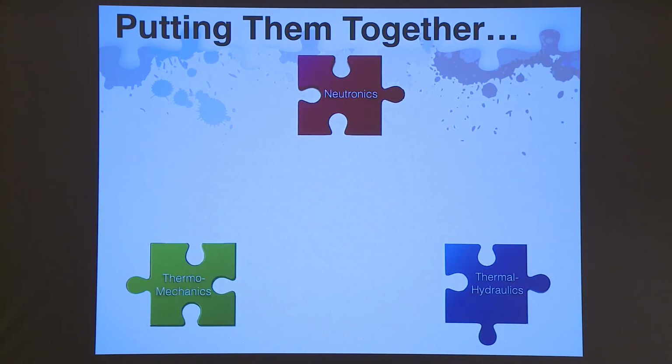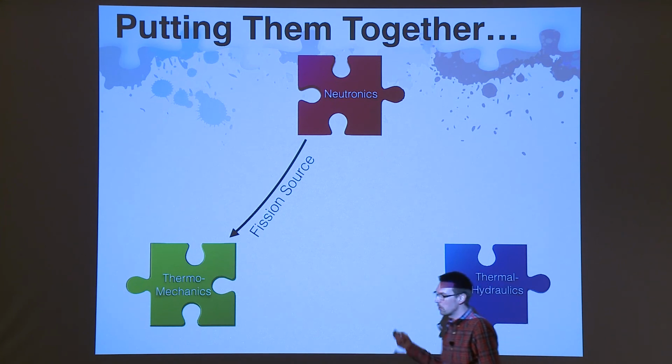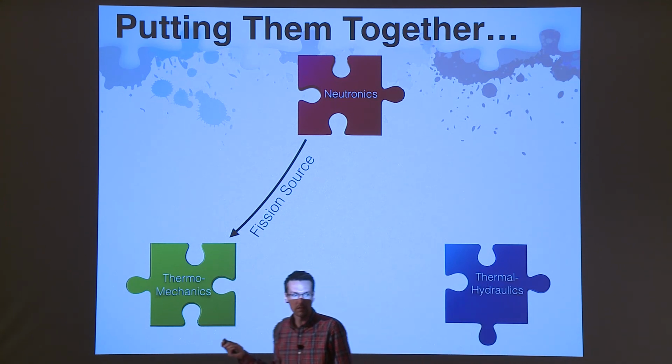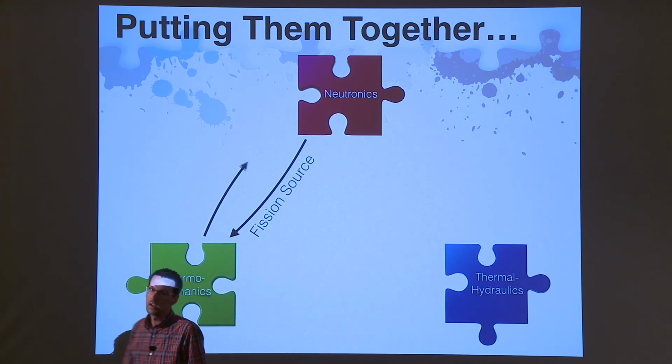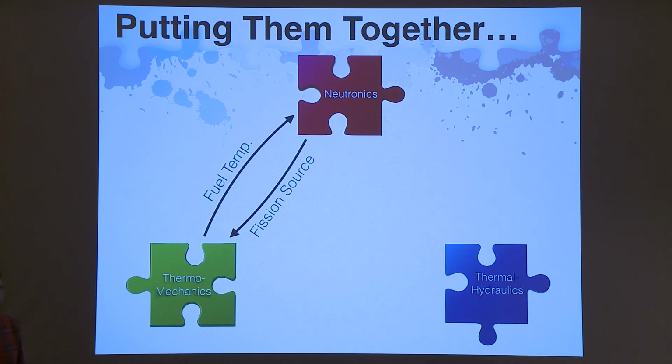All right, so let's put all these pieces together. We've got neutronics, thermomechanics, and thermal hydraulics. So the way this is going to work, we're going to have neutronics feed our thermomechanics fission source. That's pretty obvious, so that we can get our heat source. And then coming from the thermomechanics, we're going to get back fuel temperature, which is going to impact our neutronics solve. Neutronics is also going to feed the total power down to the thermal hydraulics.